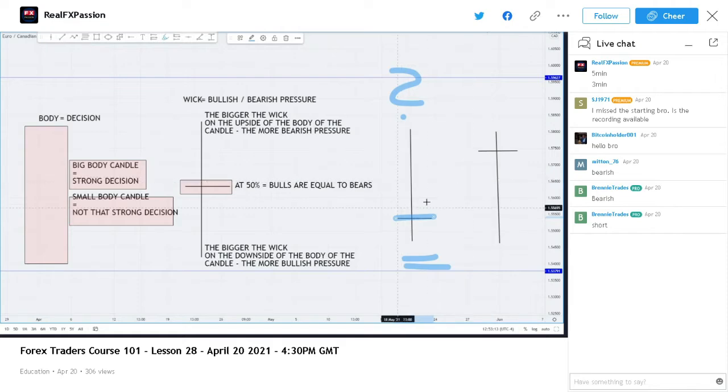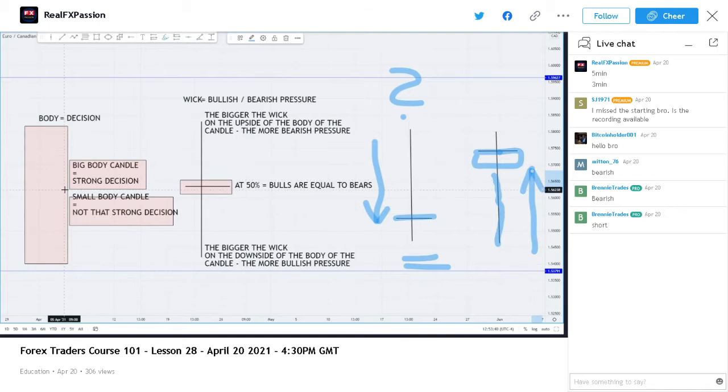And then the next question with the next wick is the same. The bigger the wick on the downside of the body of the candle, the more bullish pressure. So see, everybody, how to interpret candlestick and candlestick formations. This would be a bearish signal, and this would be a bullish signal. And remember, the body is the decision maker. Make sense, everyone? Any questions so far? So big body candle, strong decision; small body candle, not that strong decision.